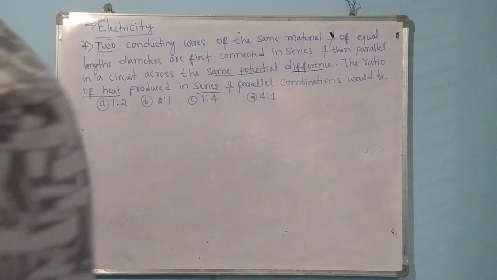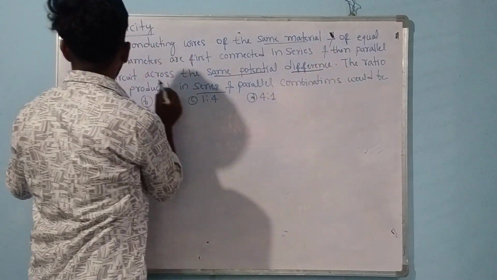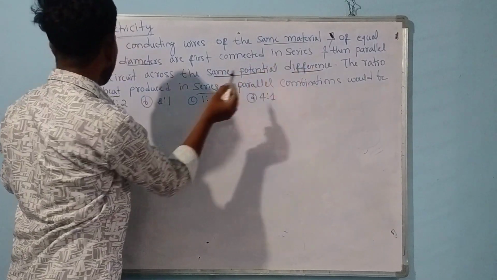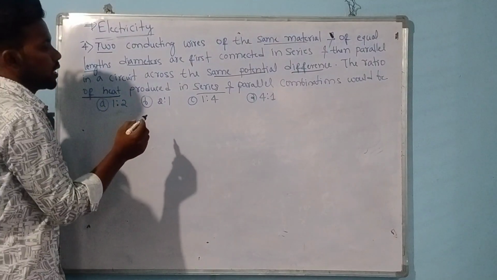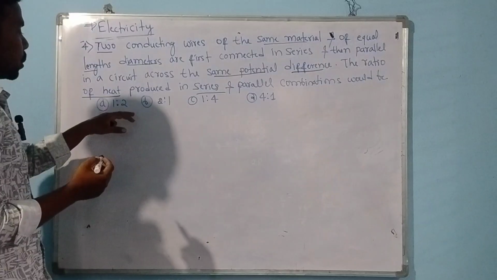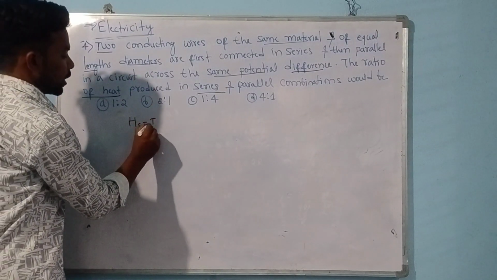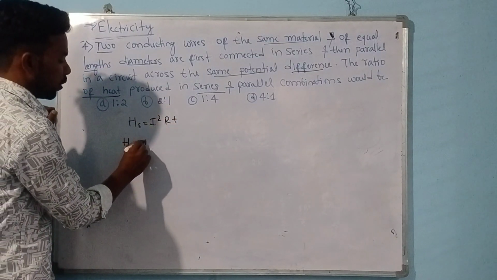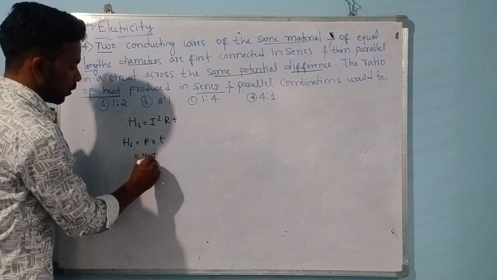One more interesting question. Two conducting wires of the same material, of equal lengths and diameters, are first connected in series, then in parallel in a circuit across the same potential difference. The ratio of the heat produced in series and parallel combination is to be found. Heat generation is equal to I squared R T. Another formula: heat generation is equal to P into T, power into T. Power is nothing but V I, so heat is V I T.